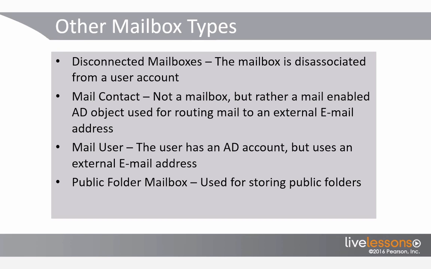The next thing that we have is a mail user. Now, this is a user who has an Active Directory account, but they don't use an Exchange mailbox. Instead, they use some other type of external email address. So basically, you're associating an external email address with a local Active Directory user. And then finally, we have public folder mailboxes. In Exchange Server 2013 and Exchange 2016, public folders exist within a public folder mailbox. So the sole purpose of that public folder mailbox is to store public folders. So these are most of the types of mailboxes that exist in Exchange Server 2016. And you'll be seeing a few examples of these along the way as we progress through some of the videos that are still to come.